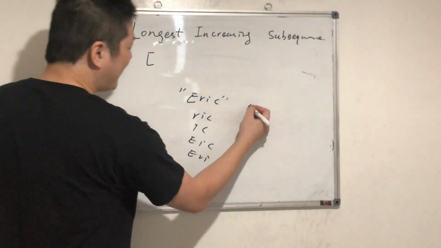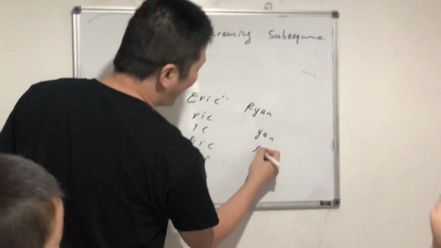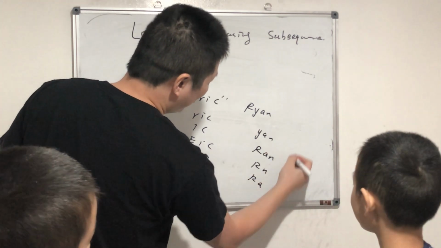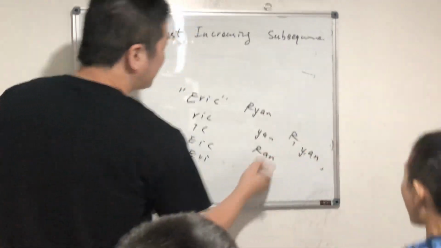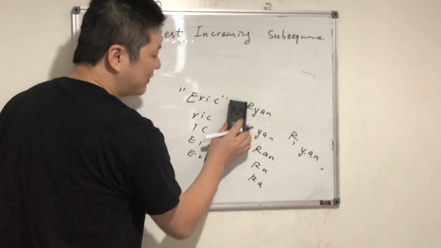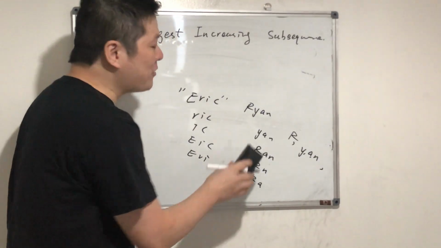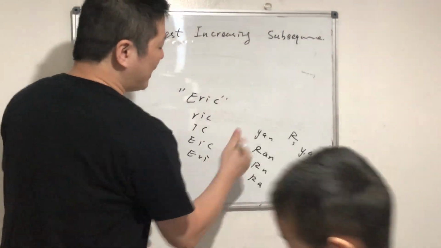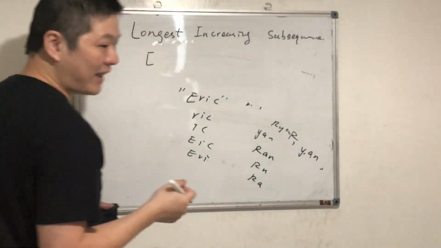And Ryan, what's a subsequence? Yan, Ran, R-N, R-A, even R-Y-A-N. So basically, you are allowed to erase nothing or erase anything, or you can erase all. So the empty string is technically a subsequence of Ryan.